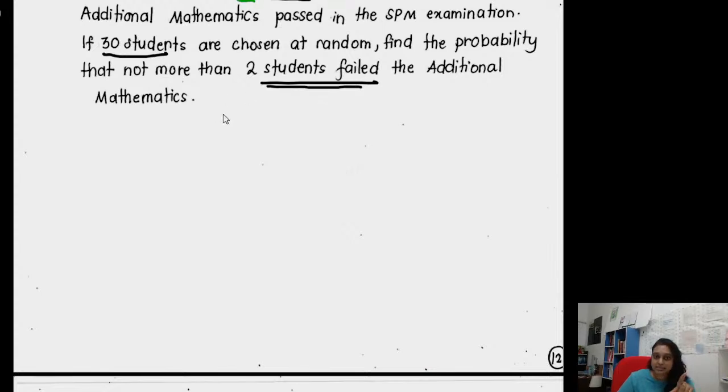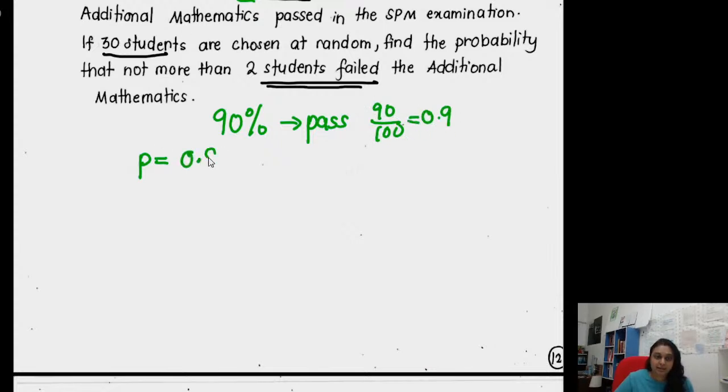90% here pass, isn't it? 90% lulus, correct? So lulus, pass, this is your P. But you cannot write in percentage, you must write in perpuluhan. So you change 90/100 to perpuluhan, dapat 0.9. This is your P, kebarangkalian kejayaan.